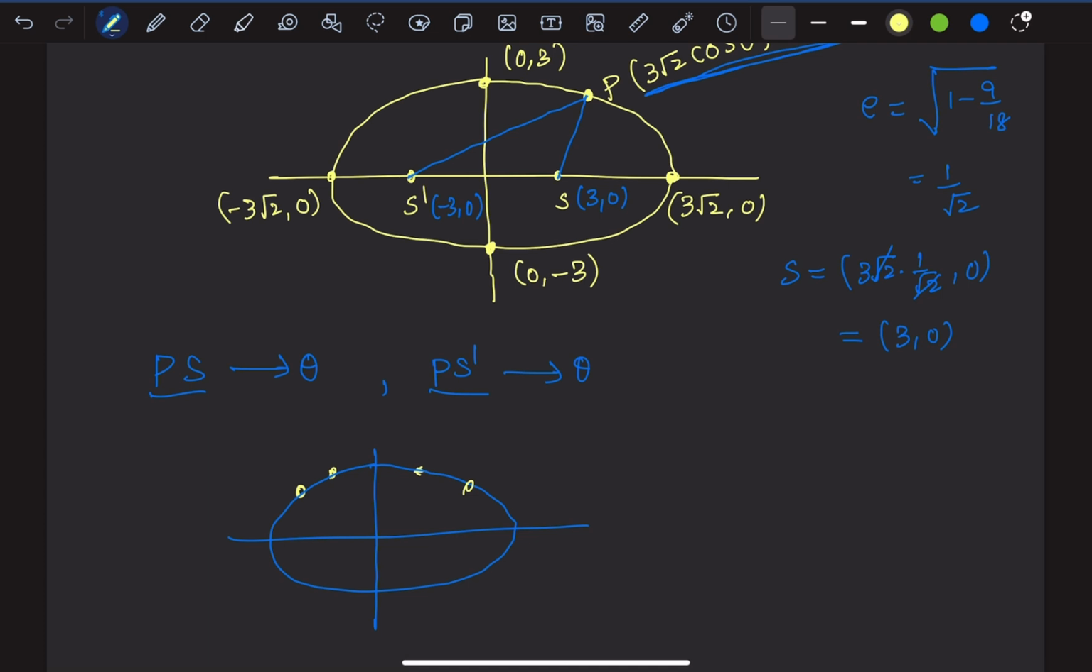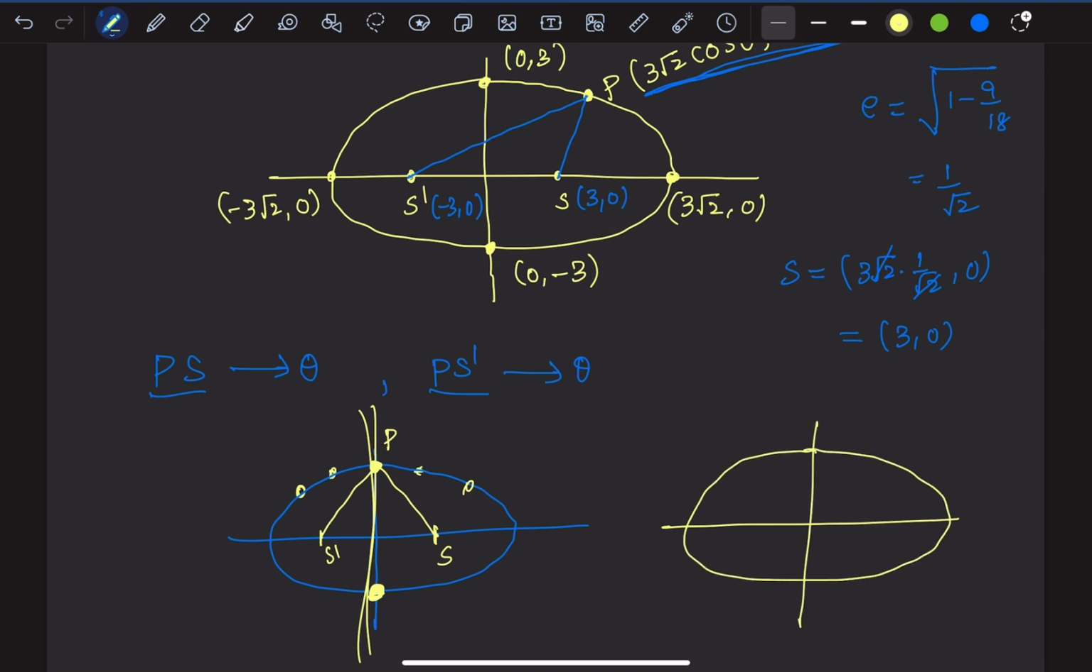So what are the special points at which P can lie? This is one special point at which P can lie, because there is a perfect symmetry. If P lies here, PS dash and PS will be equal, and there is a perfect symmetry. Similarly, this can be one special point, or what can be other special points? So this can be one special point at which P can lie.